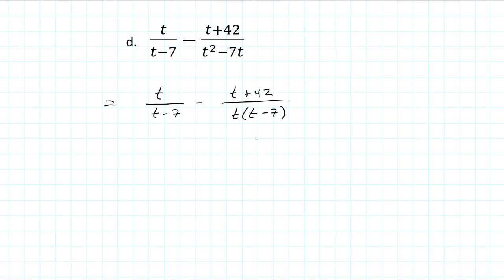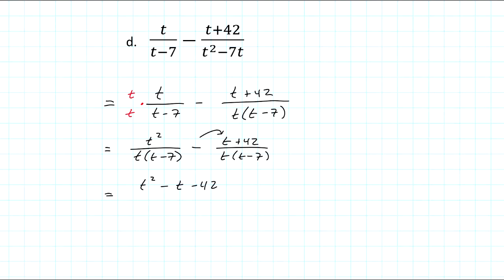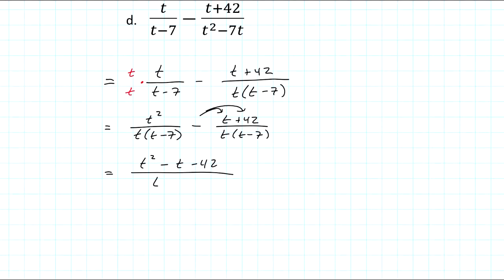That's not so bad. That looks like we could just multiply the first one by t top and bottom to get a common denominator. So we'll have t squared over t times t minus 7 minus t plus 42 over t times t minus 7. Go ahead and add these together. So we'll have t squared minus t minus 42. Remember, again, that minus distributes across the top there. On the bottom, we just have the t times t minus 7.